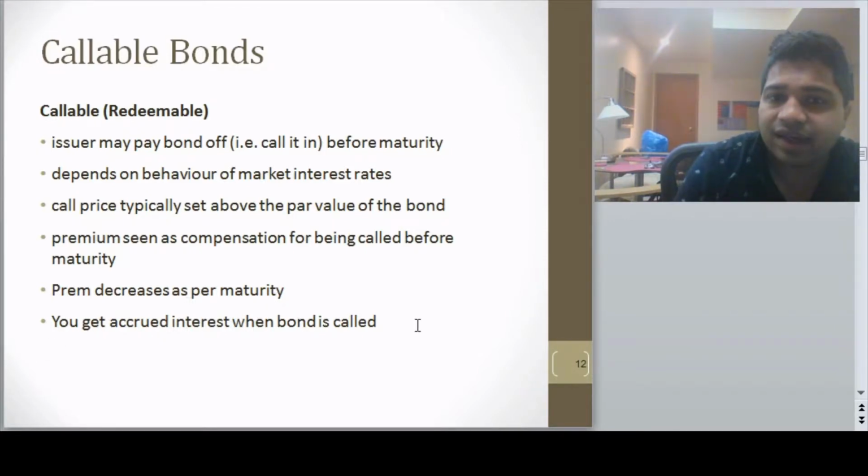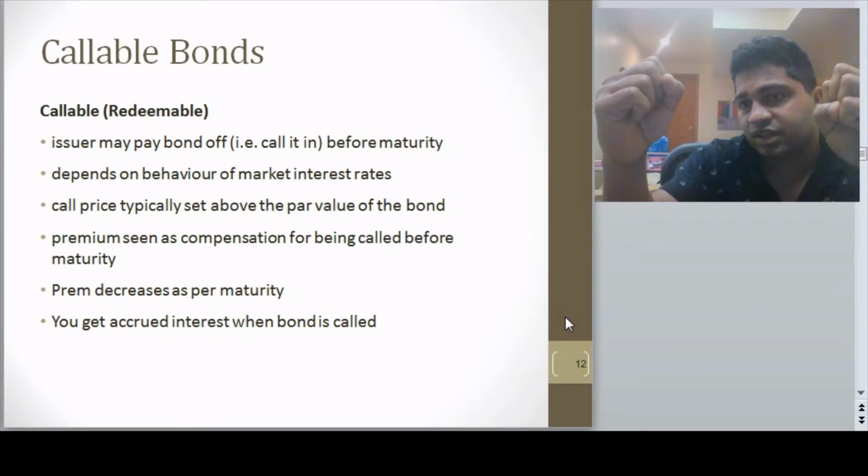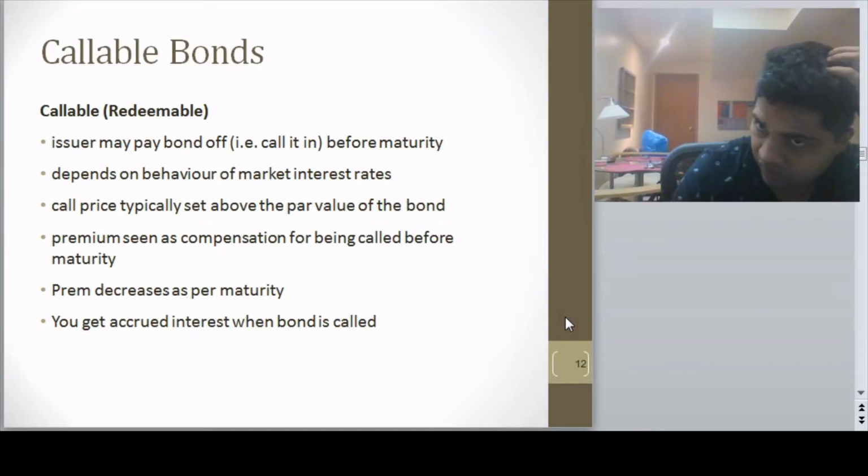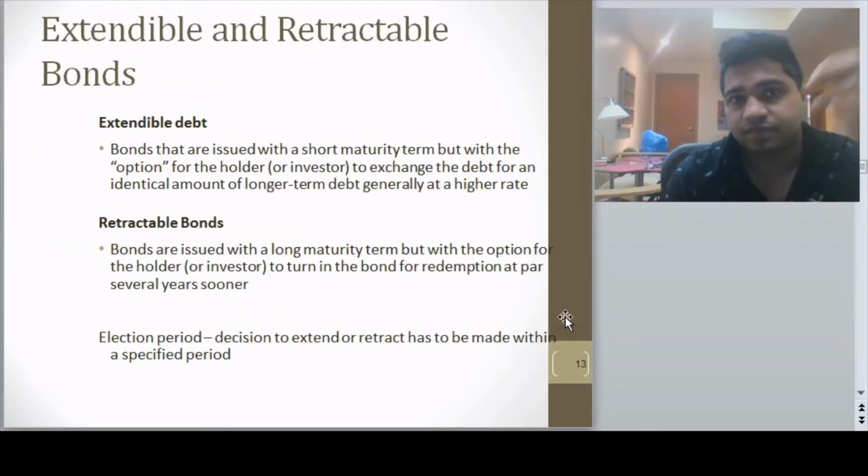You may get accrued interest when the bond is called. So you get accrued interest also. Accrued interest means from the day the last coupon was paid till today when the bond was called, whatever interest is due, the company has to pay that interest. So the company pays the call price plus accrued interest on each bond, unless there are provisions for not doing that.